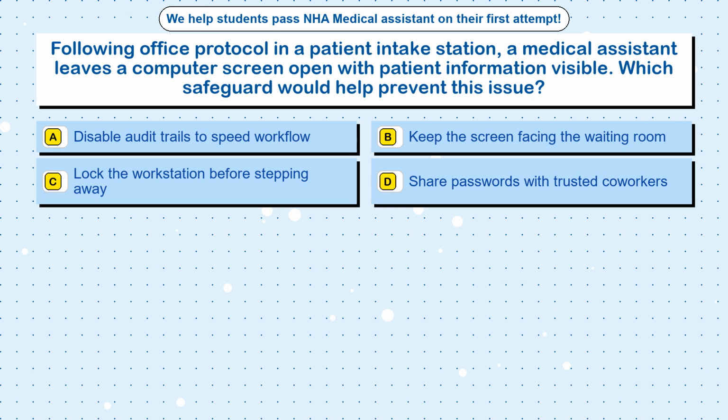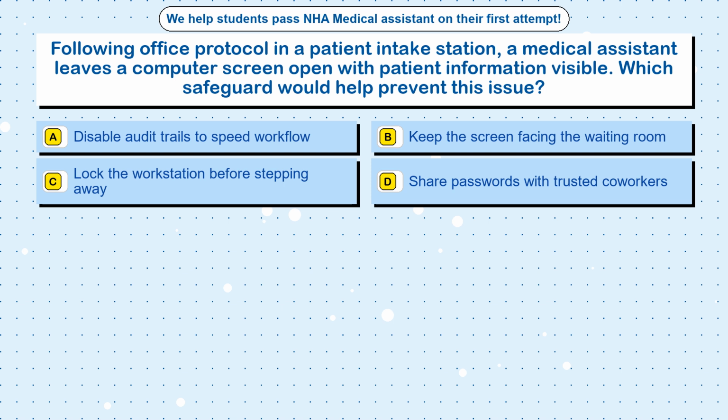Question 9. Following office protocol in a patient intake station, a medical assistant leaves a computer screen open with patient information visible. Which safeguard would help prevent this issue? Option A, disable audit trails to speed workflow. Option B, keep the screen facing the waiting room. Option C, lock the workstation before stepping away.